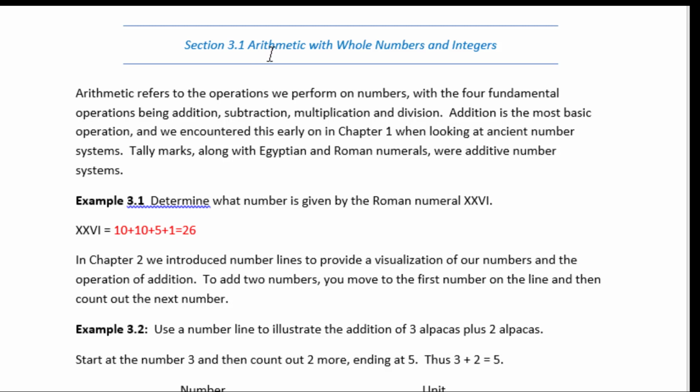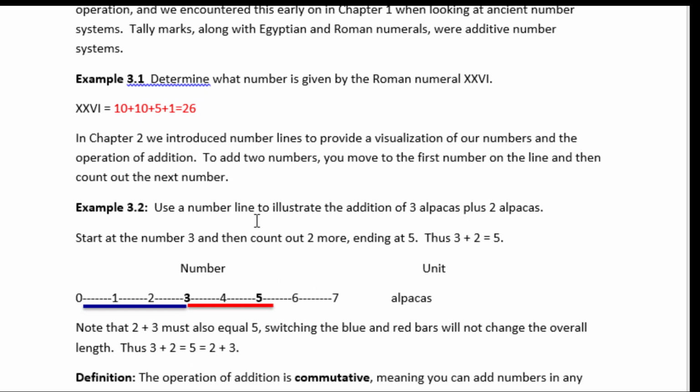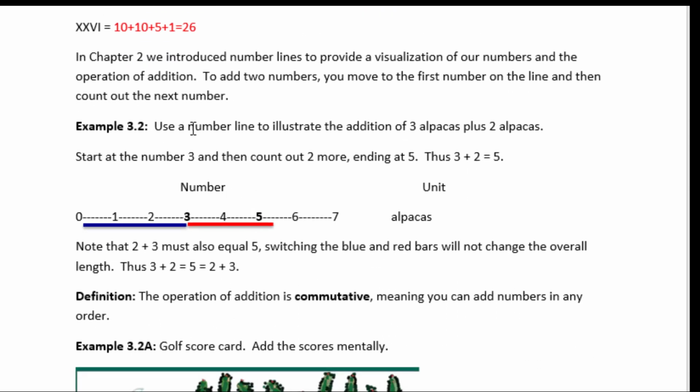So welcome to 3.1. We're going to do arithmetic with whole numbers, which are, as you recall, 0, 1, 2, 3, etc. And integers, which recall are the positive and negative whole numbers. So hopefully you're going to read through this, and I will do the examples. I'm going to use number lines a little bit again.